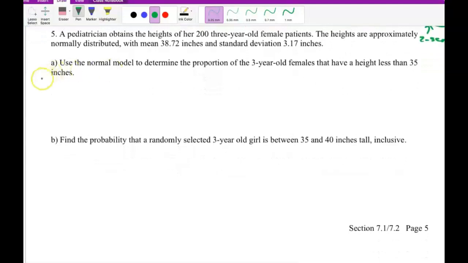Okay, now here is example number 5. In this part we have the heights of 203-year-old female patients. Heights are approximately normally distributed. And in this part the mean is 38.72 and the standard deviation is 3.17. So part A: use a normal model to determine the proportion of 3-year-old females that have a height less than 35. So that is our x.